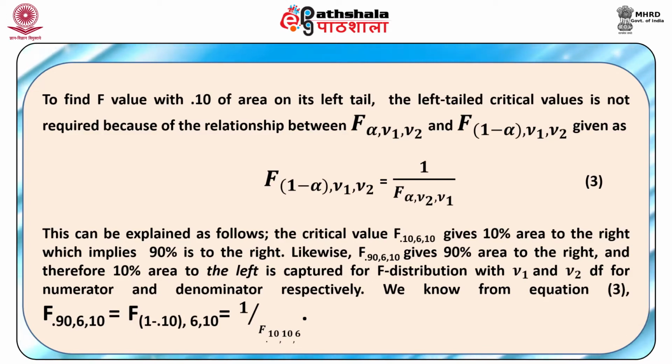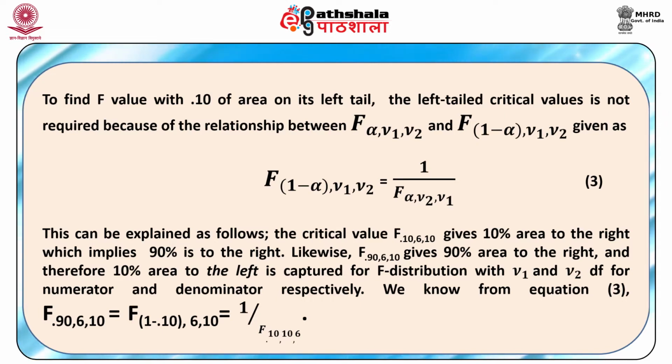However, this is not required because of the relationship between f alpha nu1 nu2 and f 1 minus alpha nu1 nu2, which is given as f 1 minus alpha nu1 nu2 is equal to 1 upon f alpha nu2 nu1. This is our equation 3. This can be explained as follows.